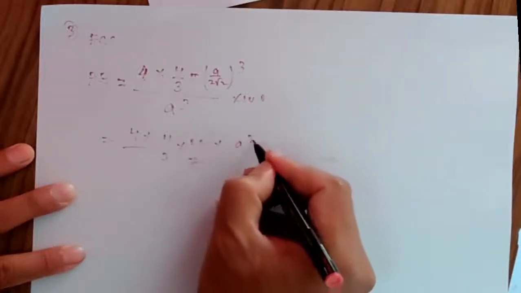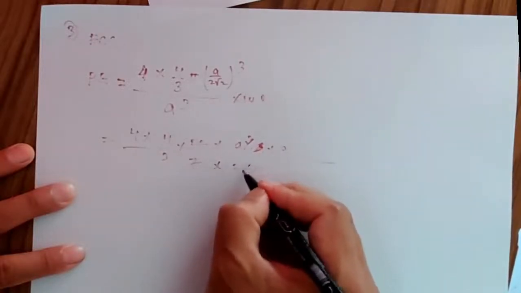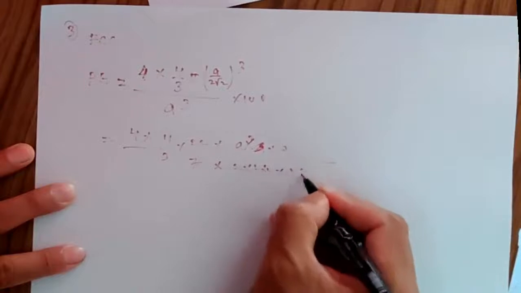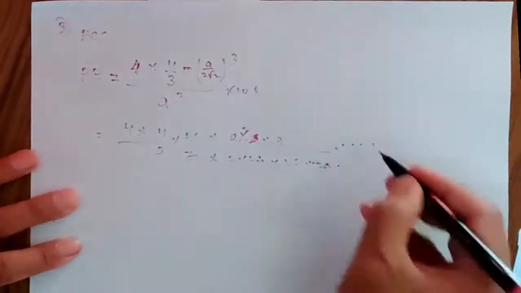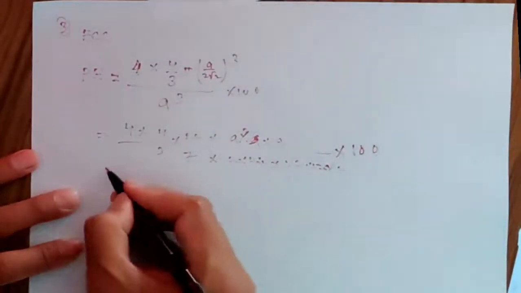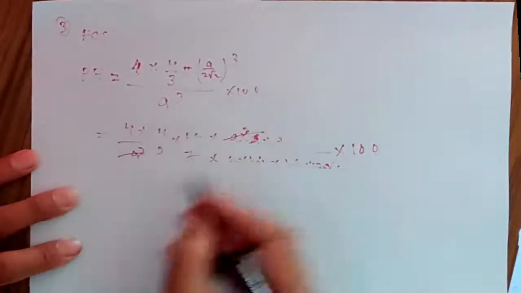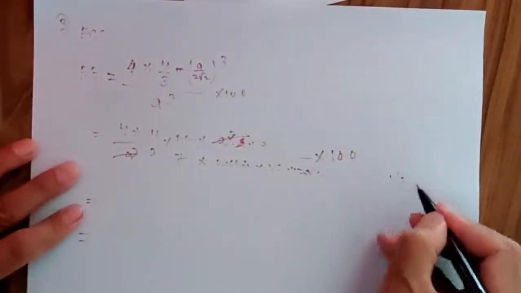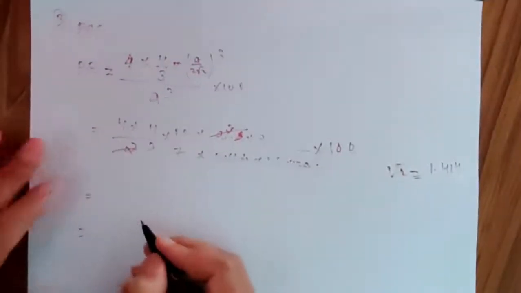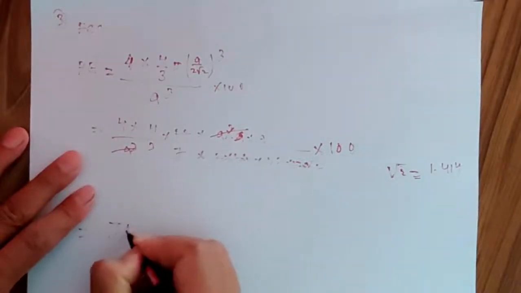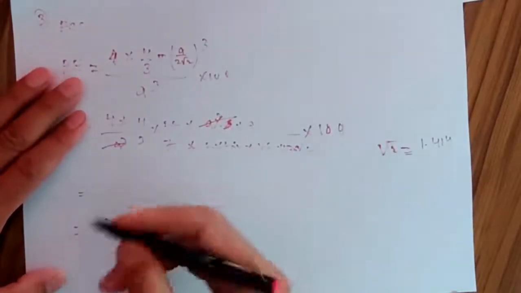Then (1 by 2 root 2) whole cube, times root 2 into 100. The a cube cancels, and what is left is root 2 by 6, which is 1.414 by 6 into pi. Okay, what is left is 74%. So 74% is the efficiency for FCC.